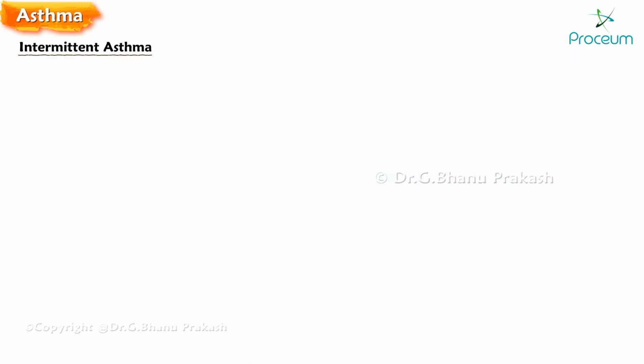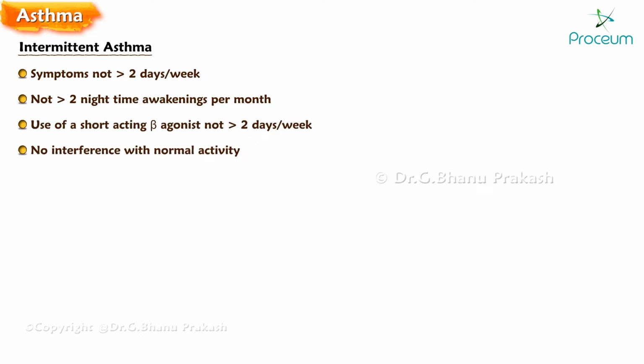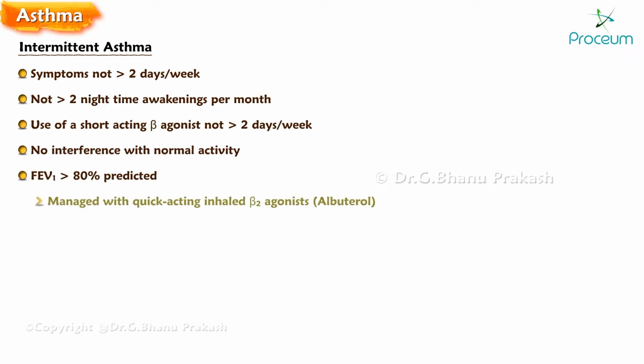Intermittent asthma. Intermittent asthma is defined as having symptoms not more than 2 days a week, not more than 2 nighttime awakenings per month, use of a short-acting beta-agonist not more than 2 days a week, no interference with normal activity, and FEV1 more than 80% predicted. Intermittent asthma is managed with a quick-acting inhaled beta-2 agonist, taken as needed to relieve symptoms.